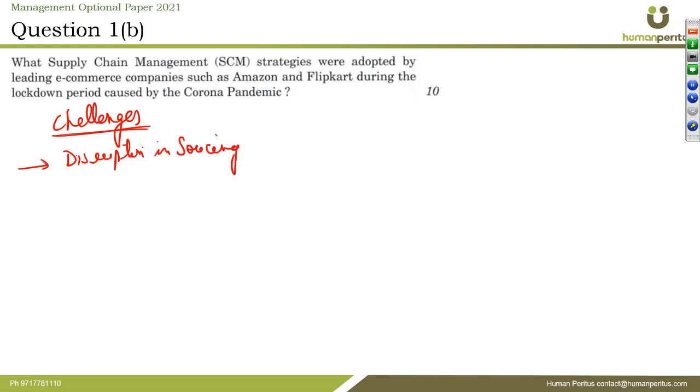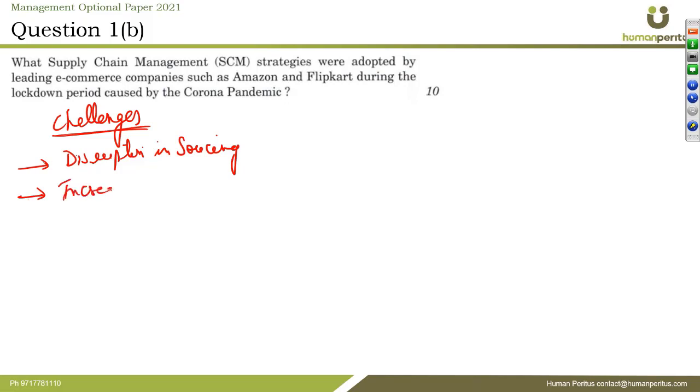So China and everything got closed, right? So they were not getting things from there. Not only from outside the country, even within the country, between two cities, there was disruption in movement of goods and everything. So sourcing was the primary challenge.